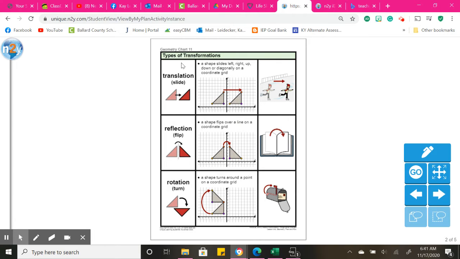So today you're going to talk about different types of transformations. So we have a slide, which means that the shape slides left, right, up or down, or diagonally on a coordinate grid. So this would be a representation of a slide, translation slide. And then we have a reflection, which is like a flip. A shape flips over a line on the coordinate grid. So here are the examples that it's giving you. So this would be like turning the page over. And then we have a rotation, which is a shape turns around a point on a coordinate grid. So it's turning, kind of like you put your flag up on your mailbox.